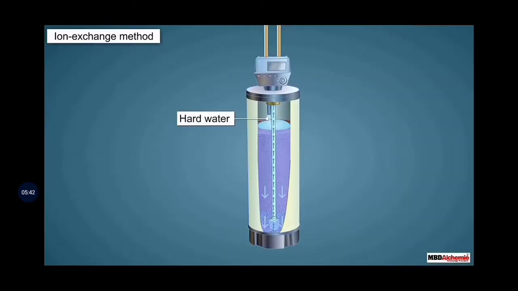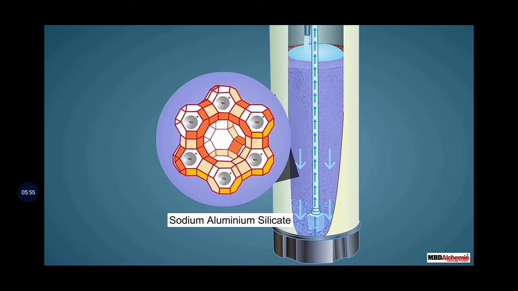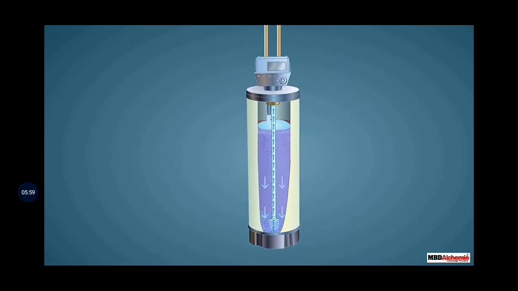The ion exchange method uses zeolite, also called permutit, to remove permanent hardness of water. Chemically, zeolite is sodium aluminium silicate and it is insoluble in water. When zeolite is added to hard water, an ion exchange process occurs between the two.